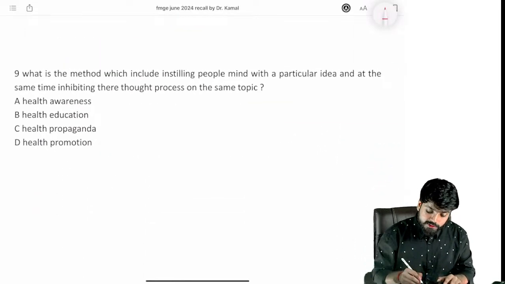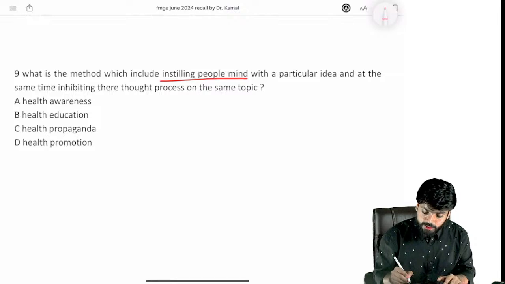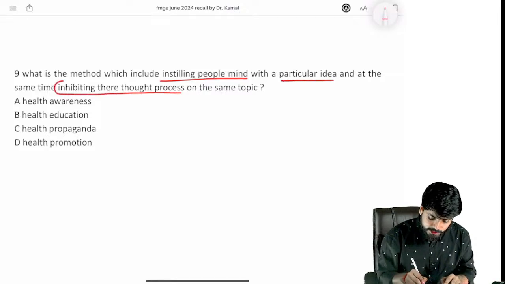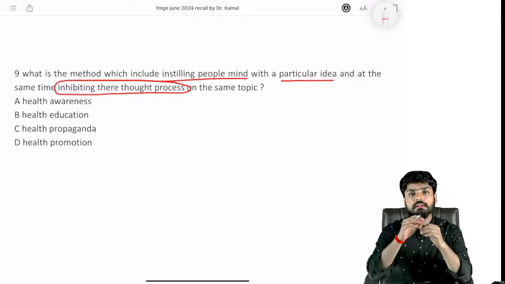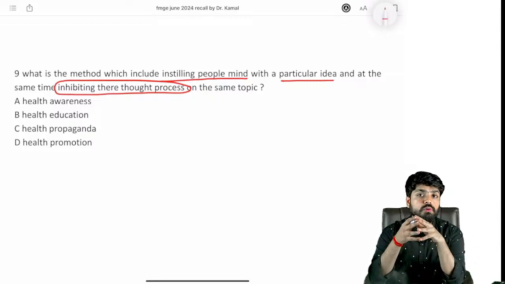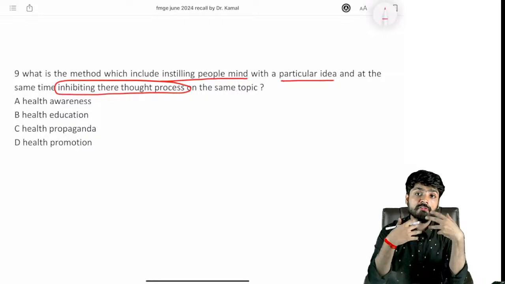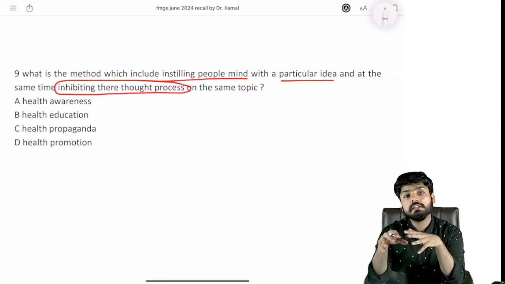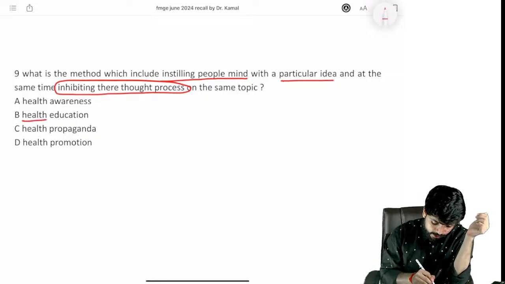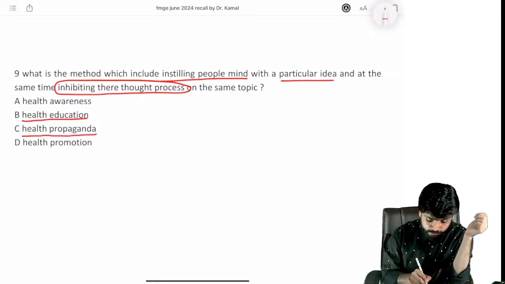What is the method which includes instilling a particular idea in people's minds, at the same time inhibiting their thought process? See, whenever we talk to people, either we want to make them agree with what we believe, or we are just giving them a better thought process. There are two things we have to differentiate here. The first is health education, the second is health propaganda.